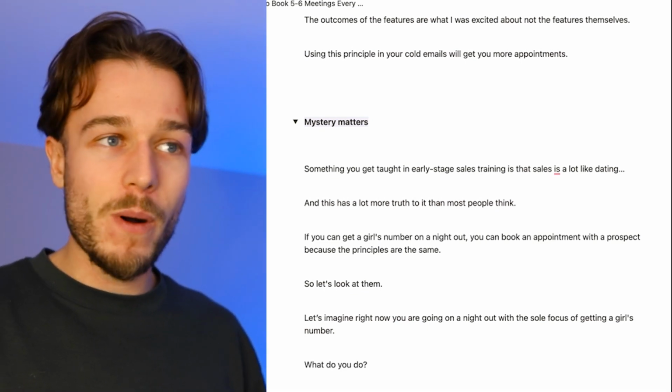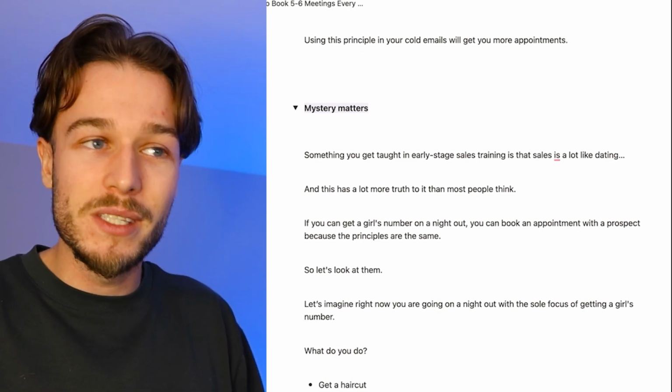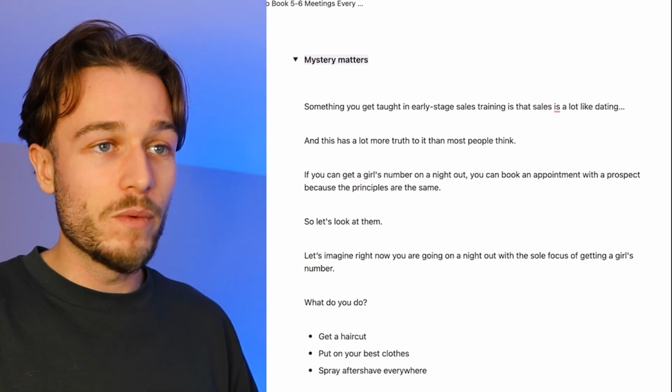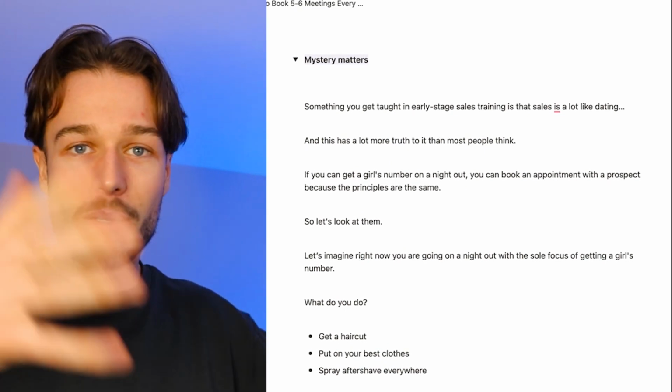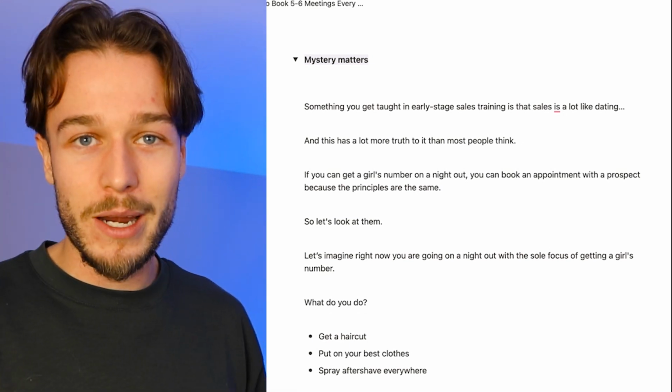If you can get a girl's number on a night out, you can book an appointment with a prospect because the principles are the same. So let's look at them, okay? Let's imagine right now that you're going on a night out with the sole focus of getting a girl's number. This is an imaginary scenario, and if you're a girl, you can imagine you're doing the opposite and you're going to try and get a boy's number, okay?